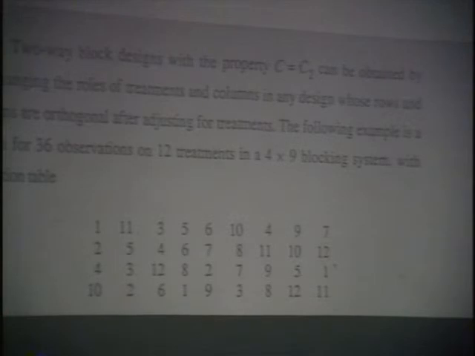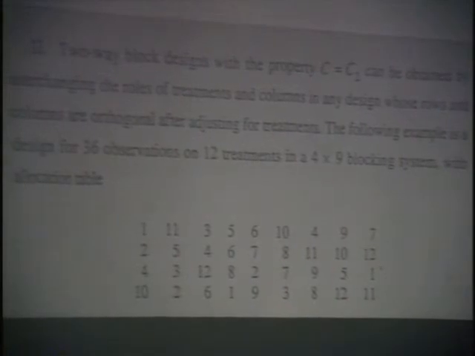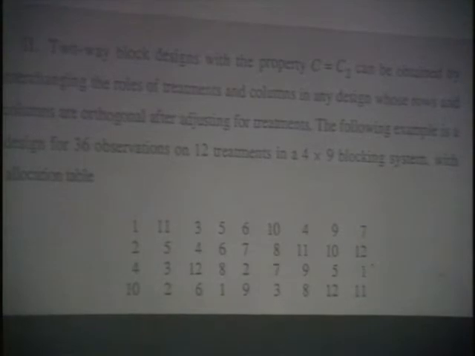And I will conclude with an example, namely a quite good choice of examples: row and column designs which have the adjusted orthogonality property. So we consider two-way block designs with the property that rows and columns are orthogonal after adjusting for treatment. This is the classical situation considered in the literature.